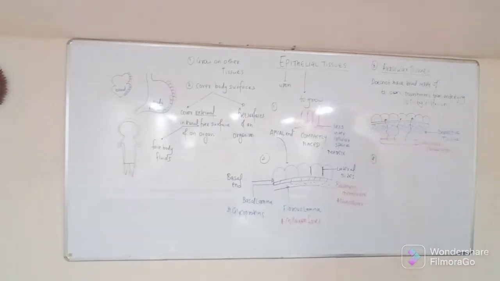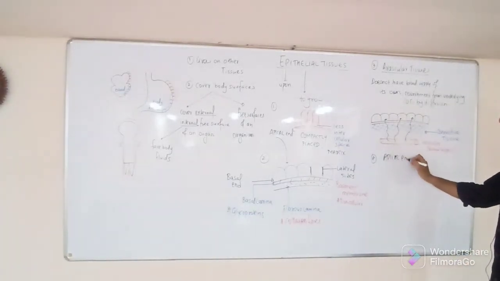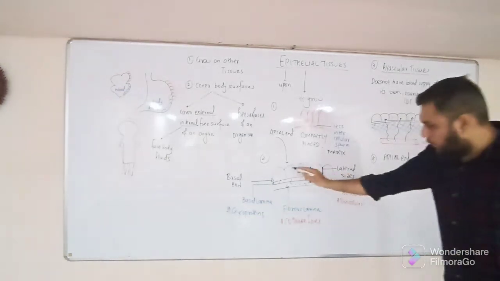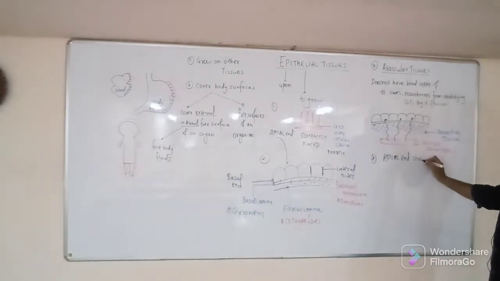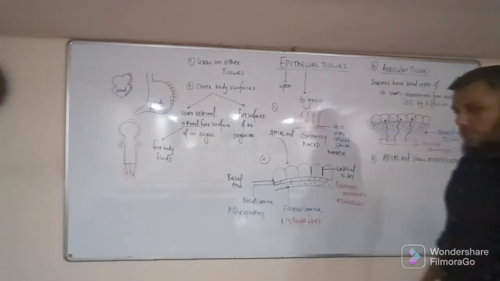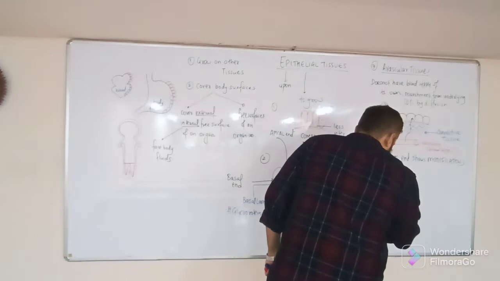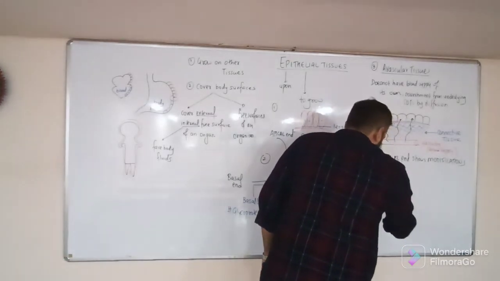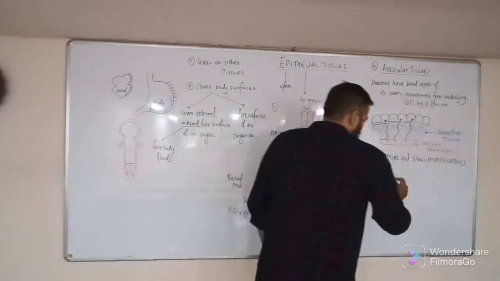Then the apical end of the epithelia shows different modifications. Look at this modification, kids. This is the basement membrane and this is the epithelial cell. No modification on the apical end.